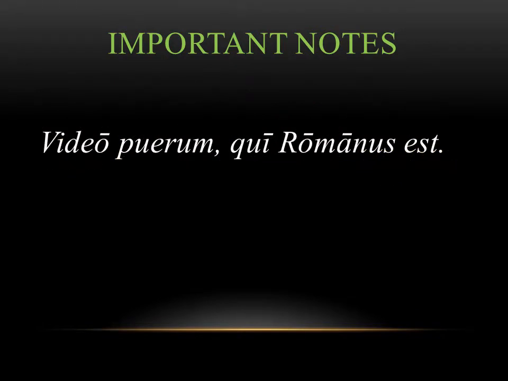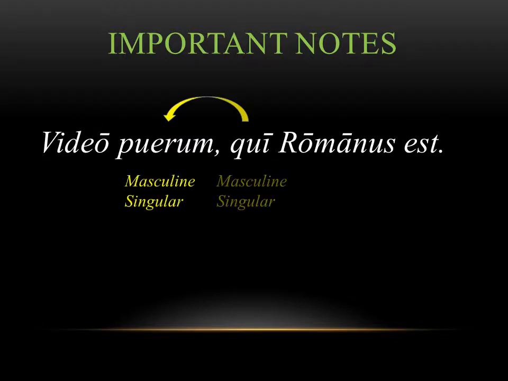So if we stop and take a look at that example sentence one more time, again, the relative pronoun is qui, and it's referring to puerum, right? So if you look at the gender and number of puerum, it's masculine and singular. If we look at the gender and number of qui, it's the same, masculine and singular. Their gender and number are always going to match.